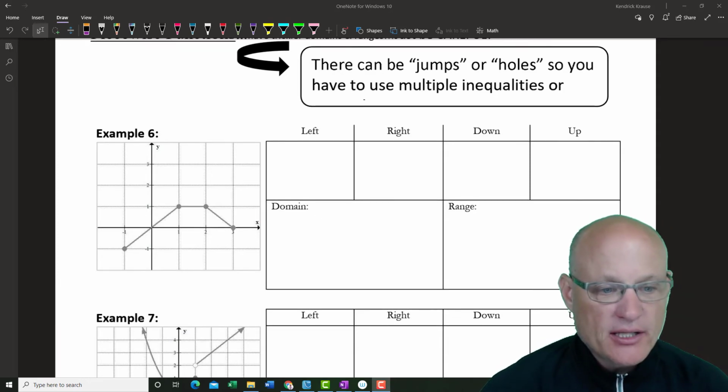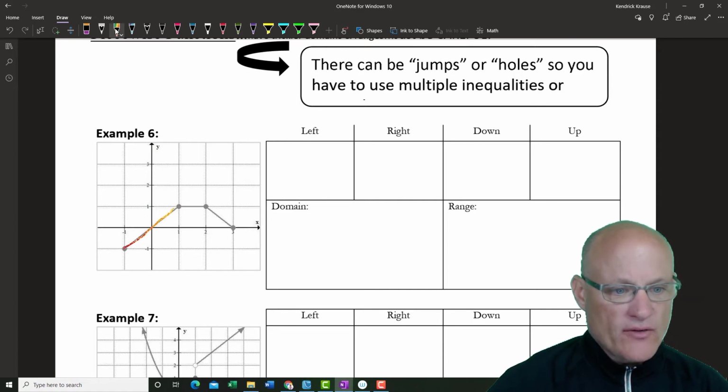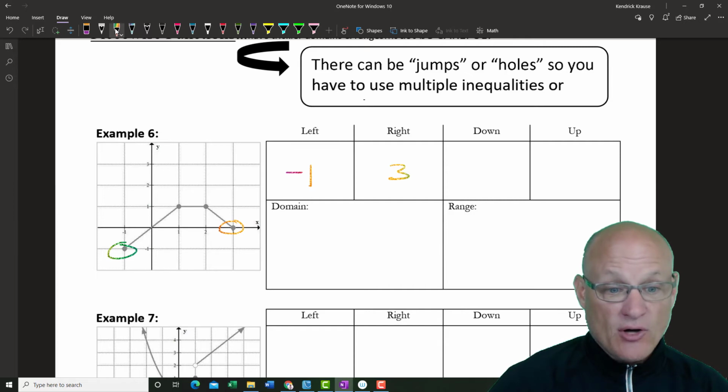All right, so here we go. Let's take a look at this one. I see that as I come, let me use the rainbow. As I go here, I'm using all these values. There's no breaks and there's no stops. So my leftmost value here is negative 1. My rightmost value here is 3. And there's no breaks or jumps or anything in between. So those are the left and right. Now, I also see a solid circle and a solid circle. So I'm going to do a small number on the left, big number on the right, and both brackets.